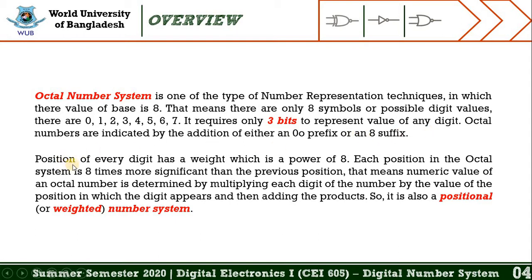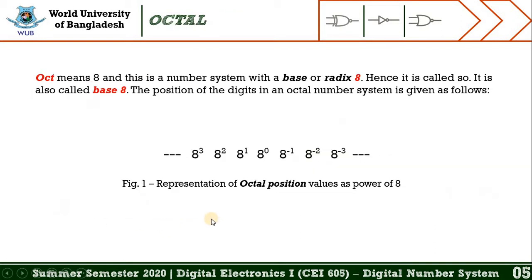Well, the position of every digit has a weight, which is a power of 8. Each position in the octal system is 8 times more significant than the previous position. That means the numeric value of an octal number is determined by multiplying each digit of the number by the value of the position in which the digit appears and then adding the products. So it is also a positional or weighted number system. So let's move into the next slide.